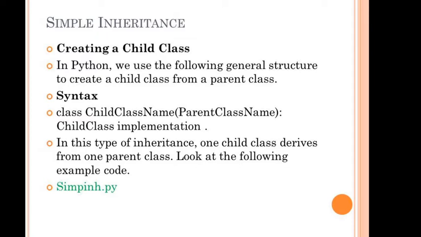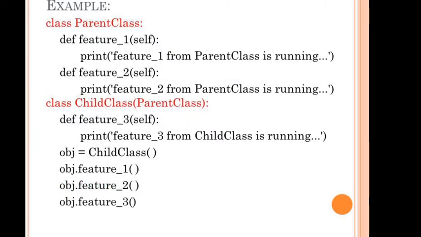Look at the following example. We will understand the implementation of simple inheritance in Python. Here, I declared the class keyword to create a class. You already know how to create a class: we use the class keyword, then we write the name of the class, that is, the parent class.